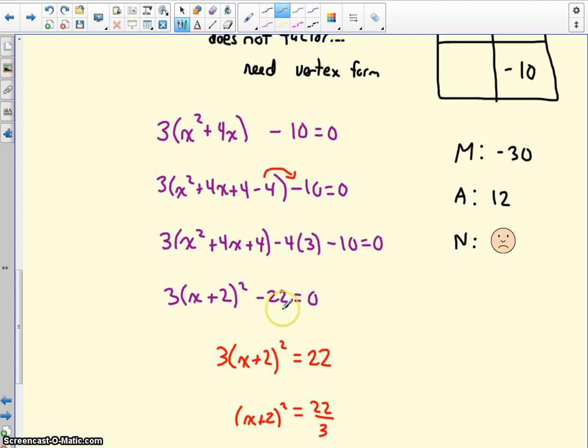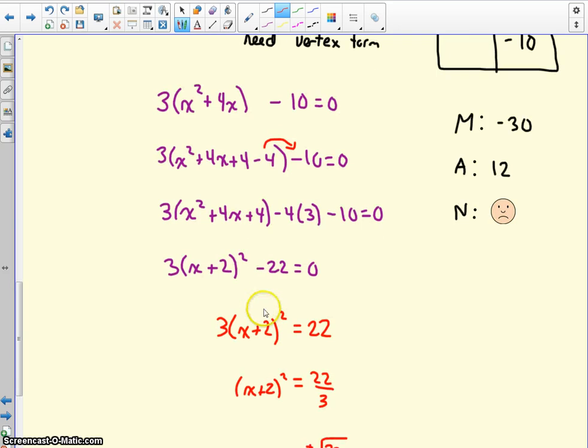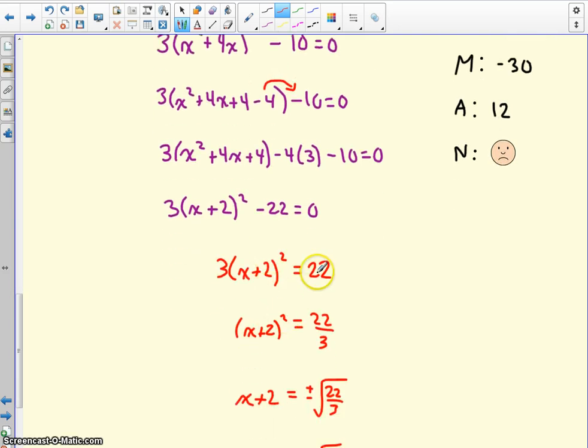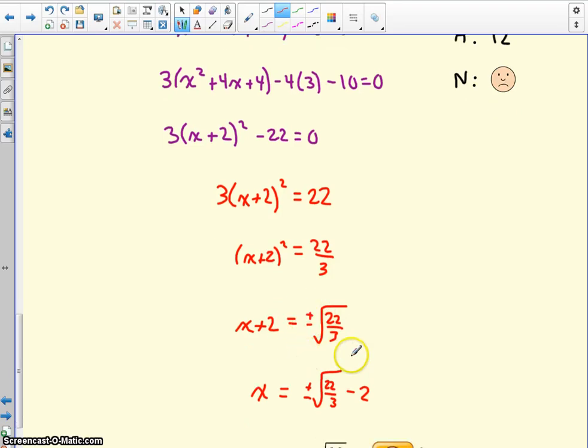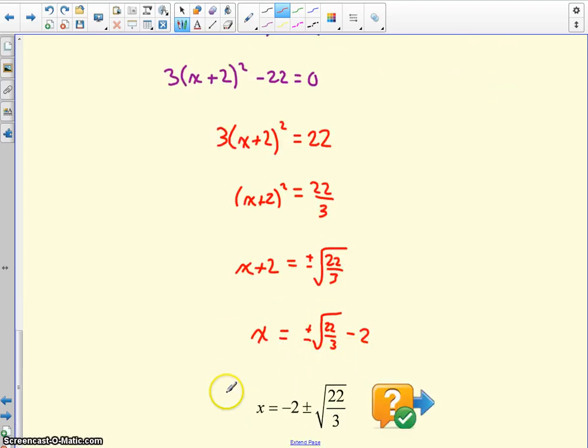minus 22 equals 0. And now if I want to solve for x, I can do so by rearranging the equation. So I added 22 to both sides of the equation, divided both sides of the equation by 3, took the square root, and then subtracted 2 to get my 2 solutions. Okay, now take some time to go through the steps, make sure you can get it to work. Even though there is a faster way coming up, it's good to know this process. You never know when you're going to be forced to use it.